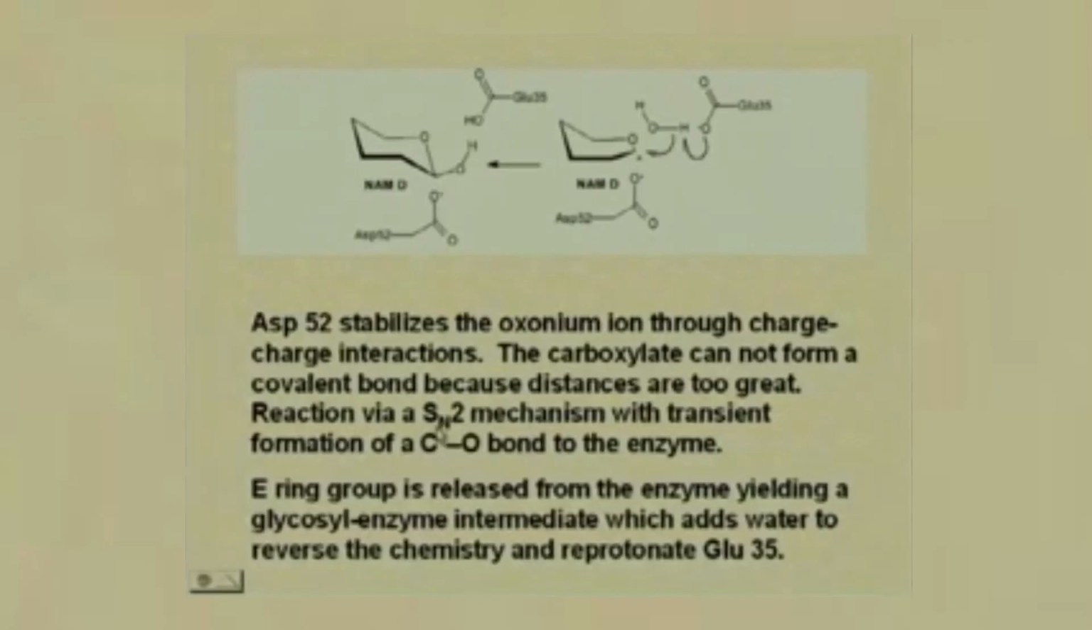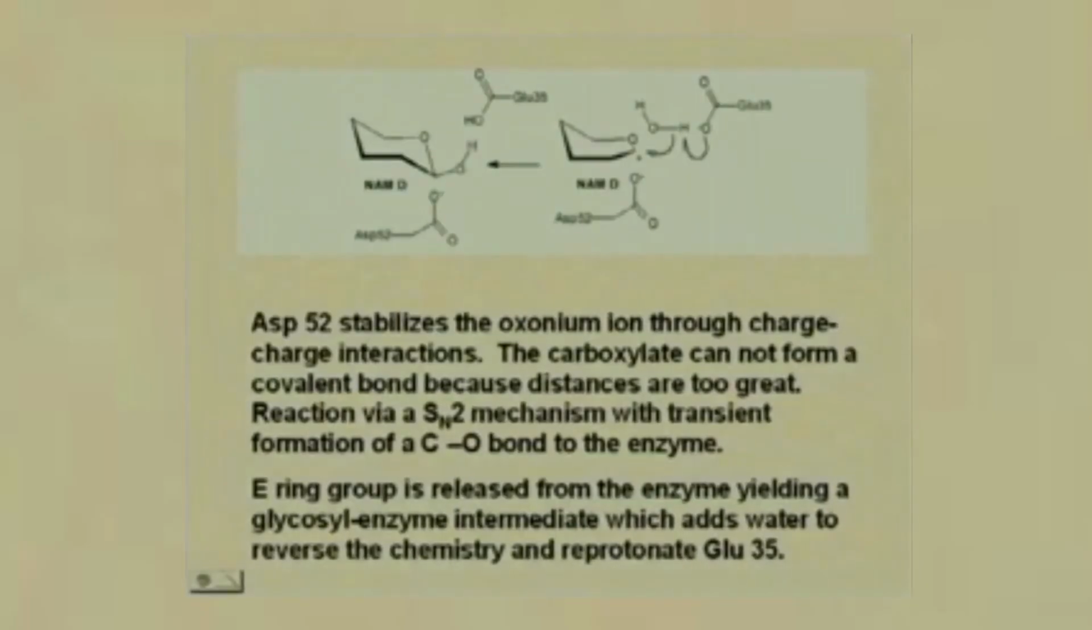Now, what happens is there is a certain SN2 mechanism with a transient formation of a CO bond to the enzyme. What that means is, for now what we need to know basically is, first of all, what is the first step? This H is abstracted from glutamic acid 35, this H. Okay? This H is taken up and it's not as close, but the proximity is enough to stabilize it for a transient period, and we have a water molecule come in.